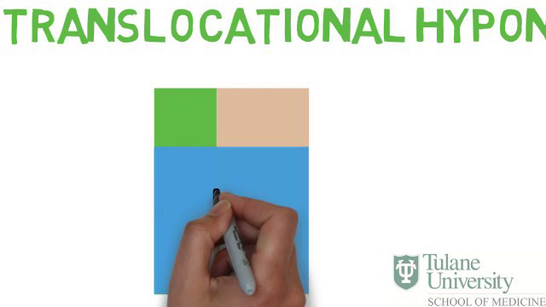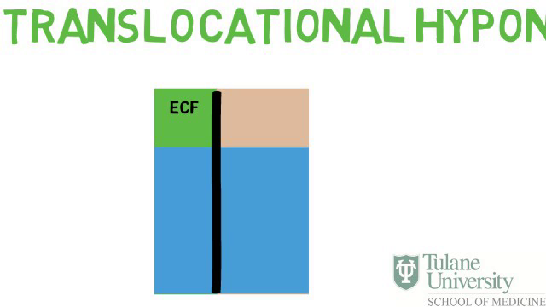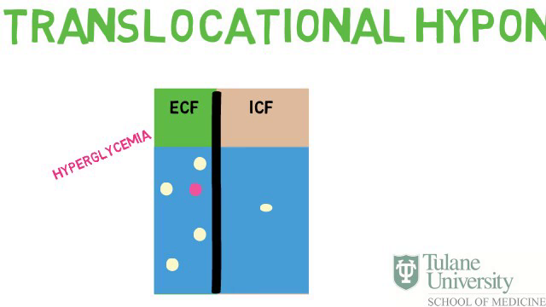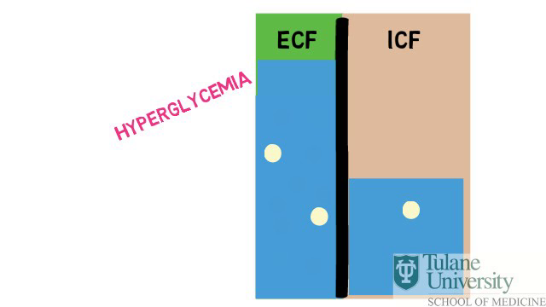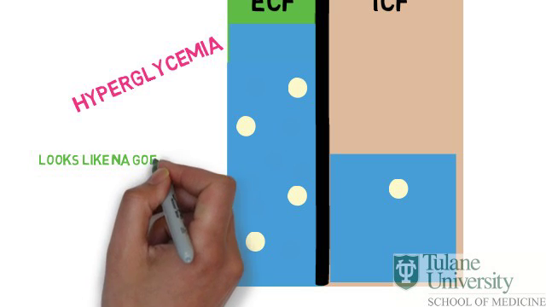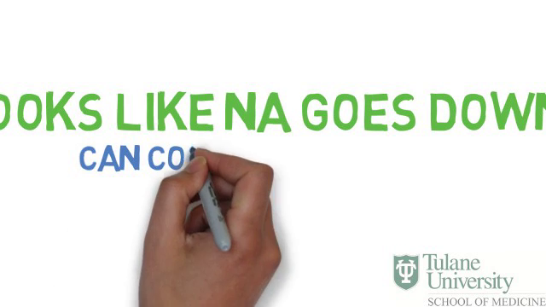Now, when a patient becomes hyperglycemic, which we commonly can see in diabetes, we have an increase in glucose on one side, and since no insulin is present, it's not able to cross the semi-permeable membrane. So now the water on the right side, the intracellular fluid side, decreases while the sodium on the left side increases. This makes it look as if there's a significant and real hyponatremia, but what we're actually seeing is a shift of water between compartments.